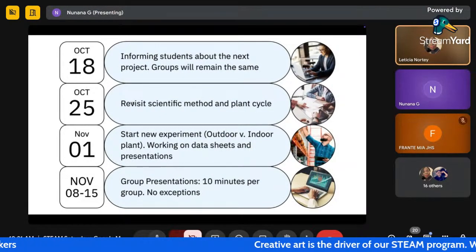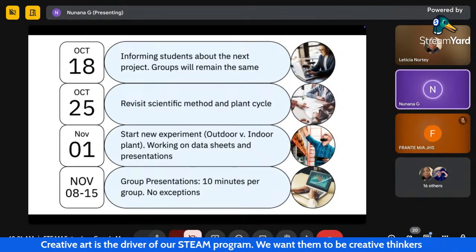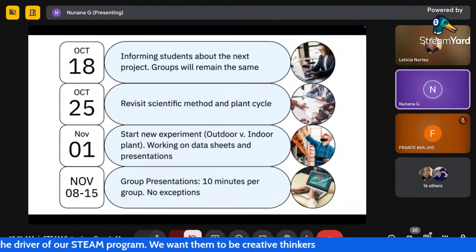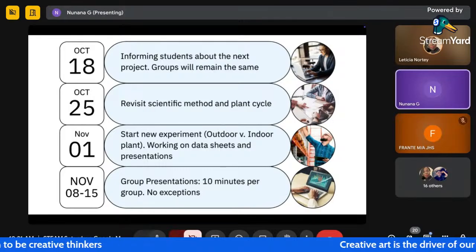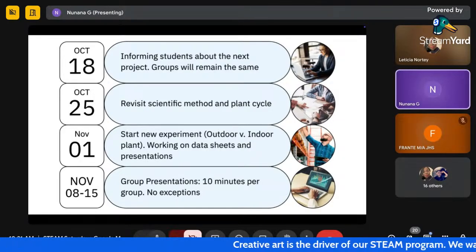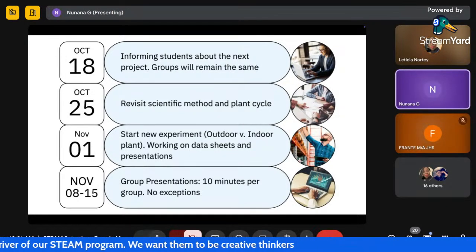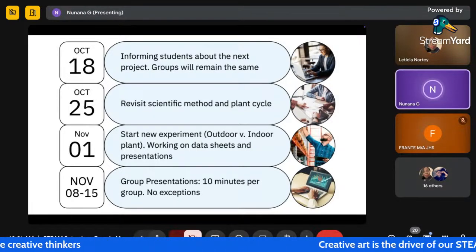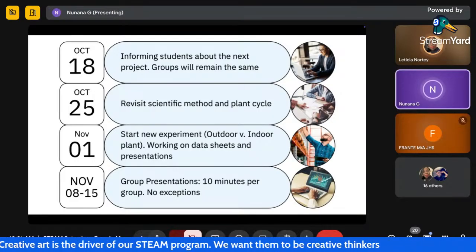Okay, so housekeeping. Last week we talked to the Ghana kids about the scientific method. Today we're revisiting it, and we're going to start a new experiment today. Hopefully by next week things are growing, and then we can start preparing for the presentation. By November 15th, everything should be done. I shared the PowerPoint link in the chat.